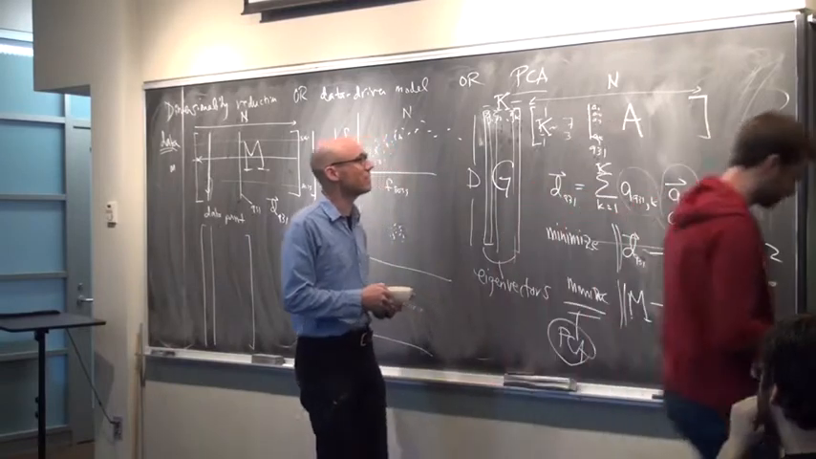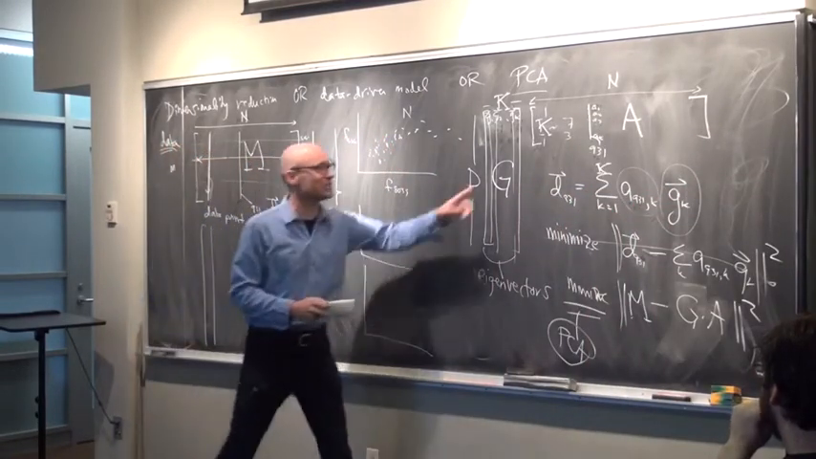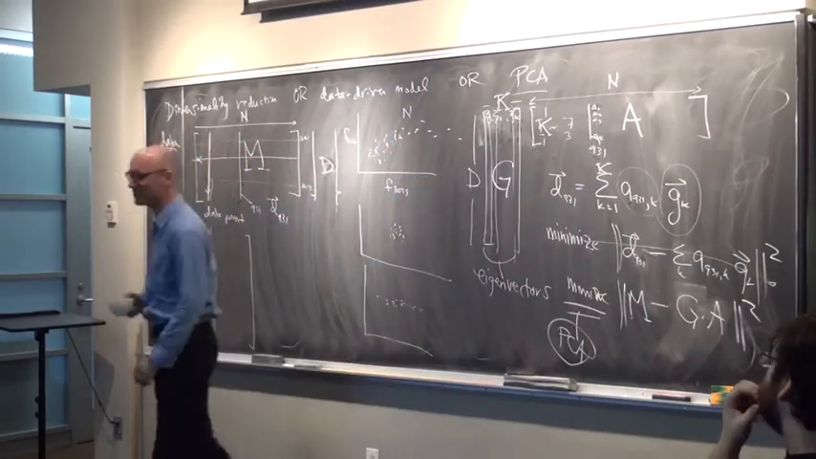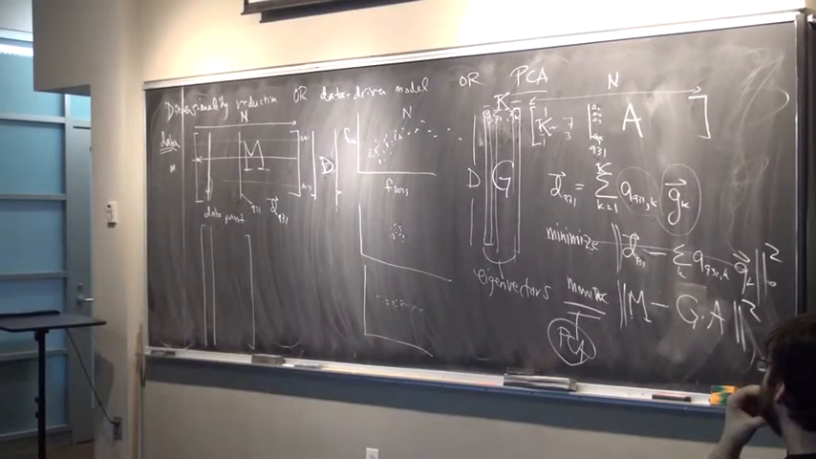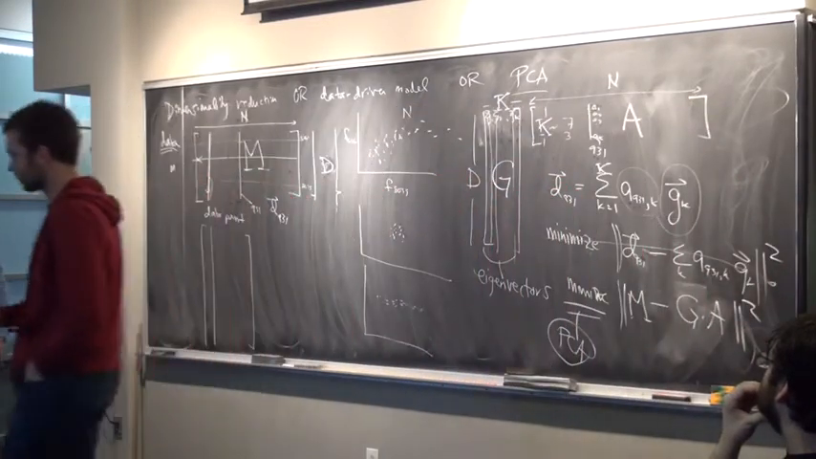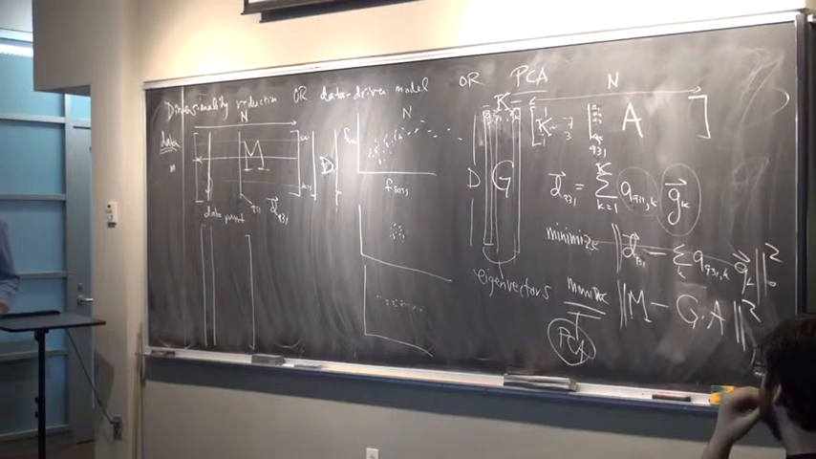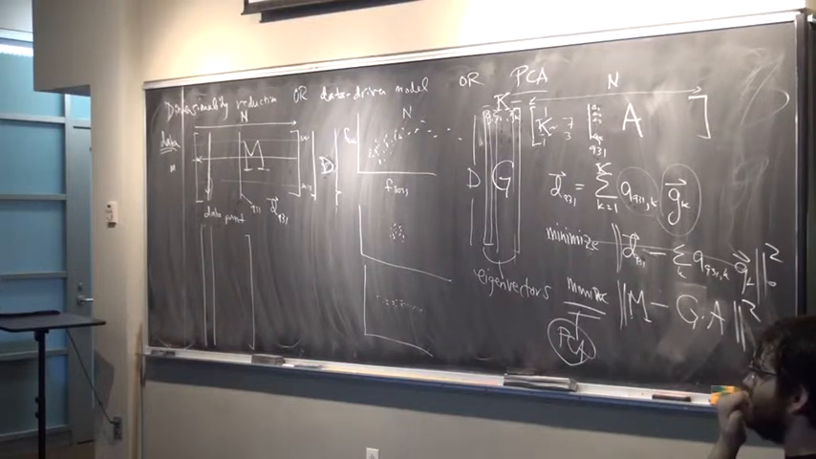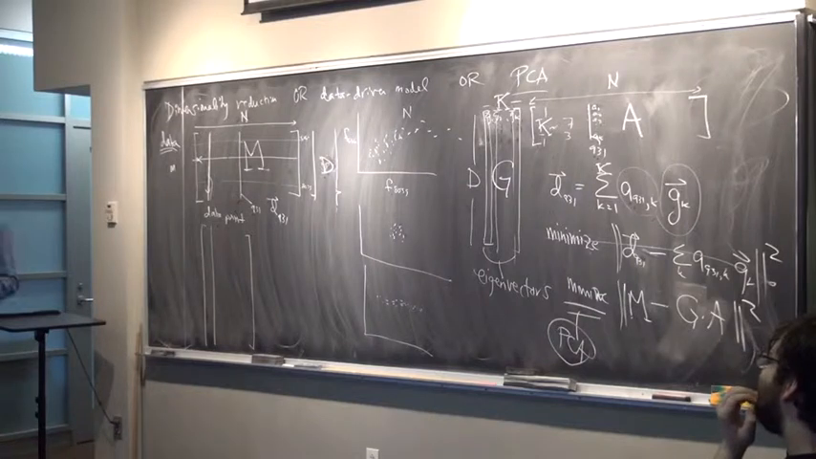Couple more things. What's the largest value of K you could possibly use? It's either M or it's D. She said D, but it's not always D. It's sometimes D, but it's not always D. And sometimes M, it's not always M. Sometimes it's neither.